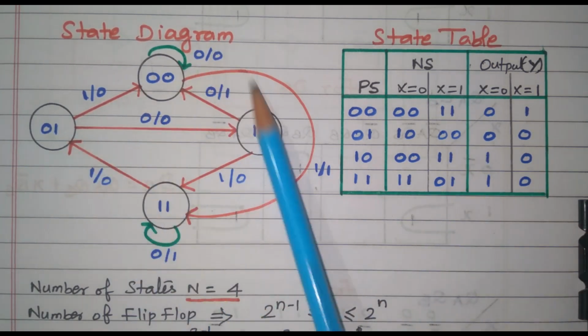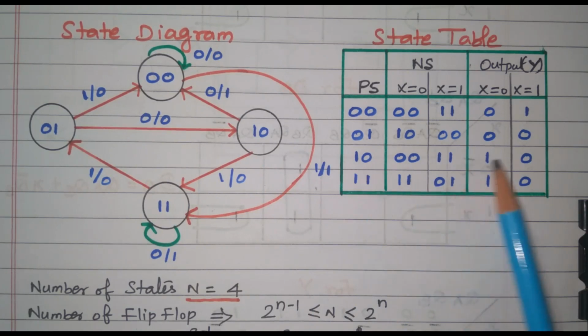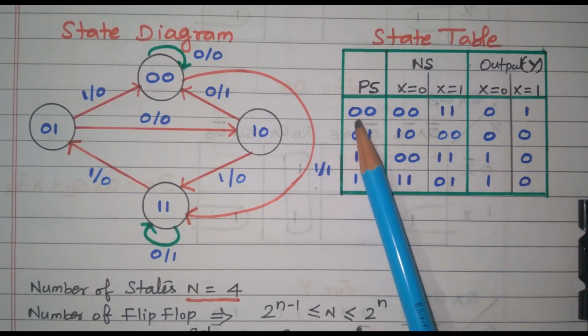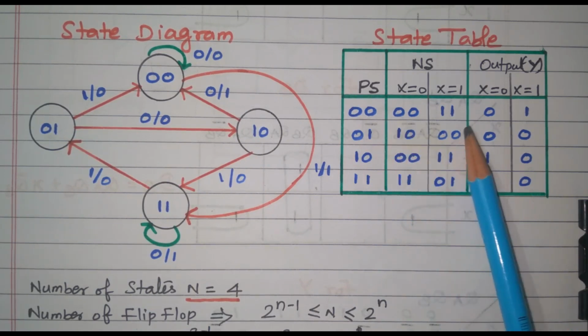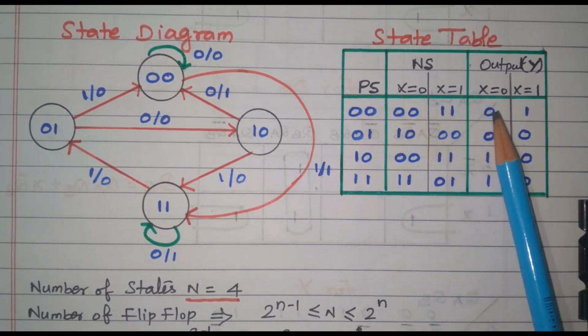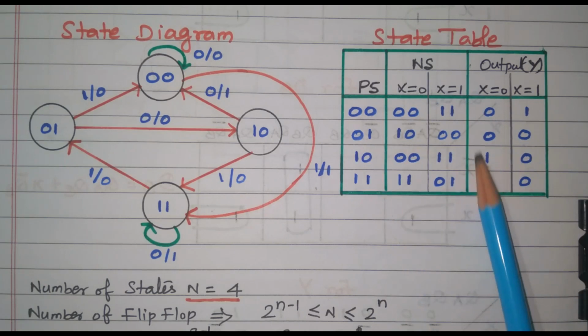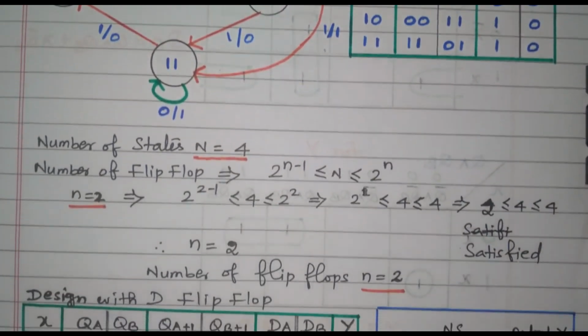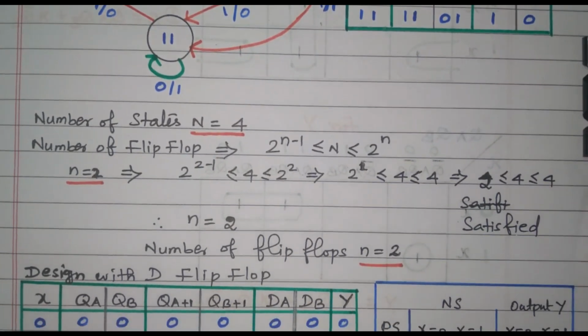Now, from the state diagram we framed the state table, right. So, what is the present state, what is the next state, what is the input, what is the output, all are available in the state table. From this we need to design the excitation table for the D flip flop, right. Before that we will see how many states and how many flip flops are required.